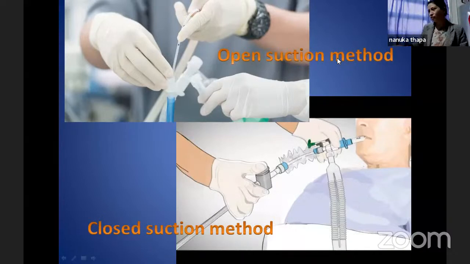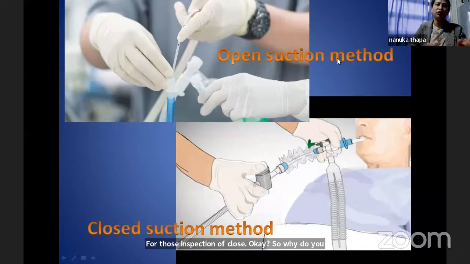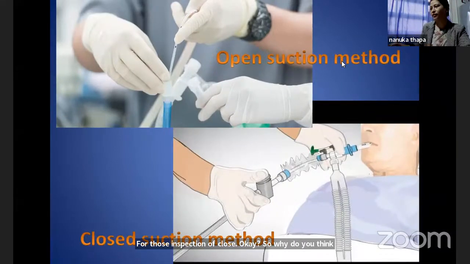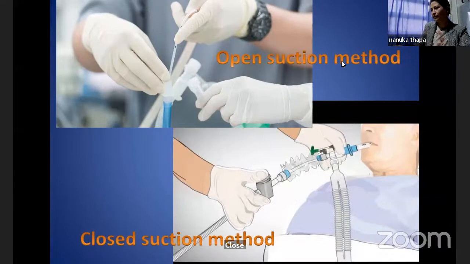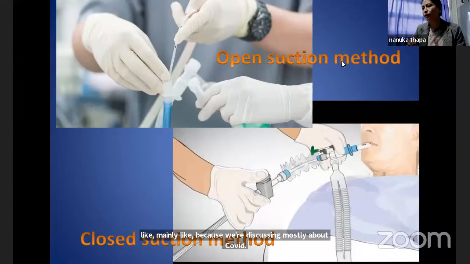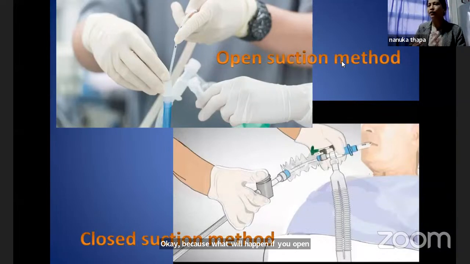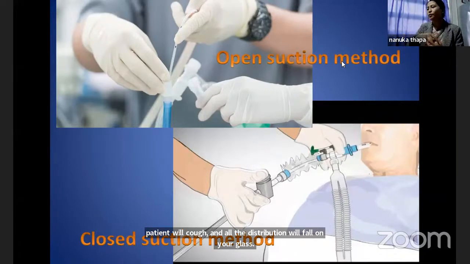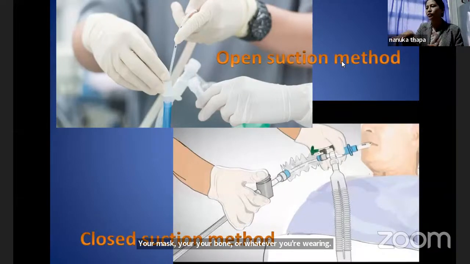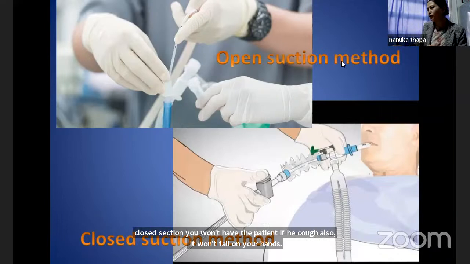Close infection. Close. Okay. So why do you think it is more important? Prevent infections. Okay, mainly because we're discussing mostly about COVID. Because what will happen if you do an open suction, there will be spread of infection. The patient will cough and all the secretion will fall on your gloves, your mask, your gown, or whatever you're wearing. But in case of a closed suction, if the patient coughs also, it won't fall on your hands, on your clothes.